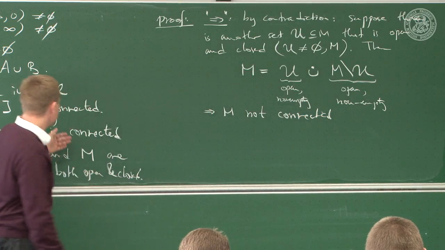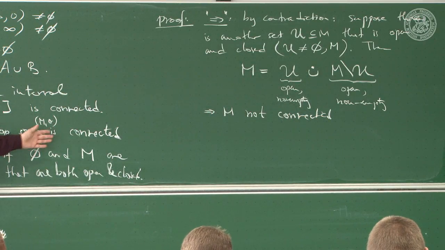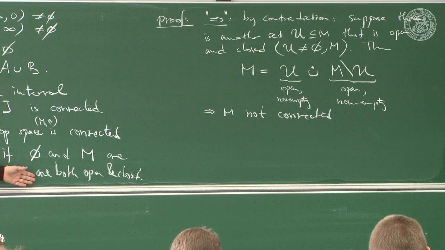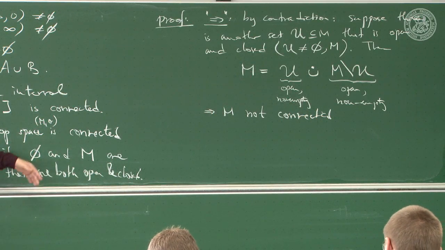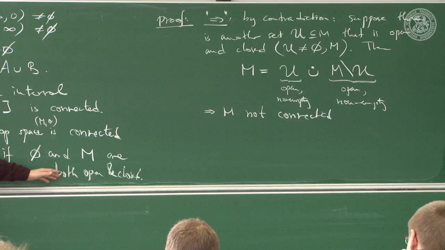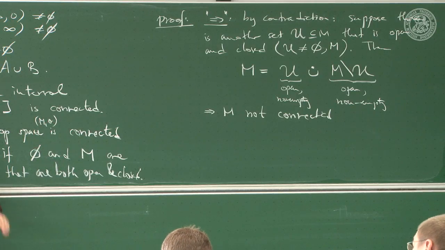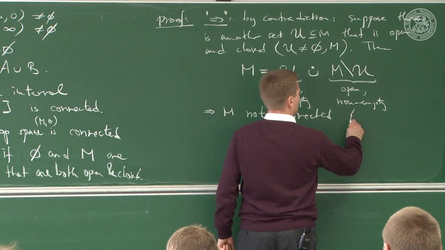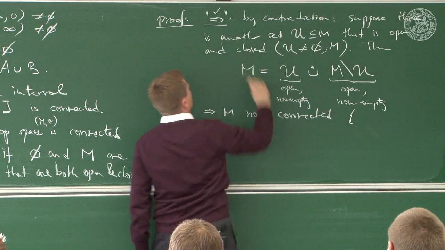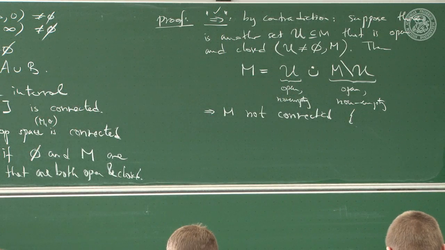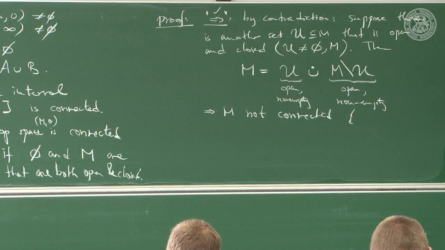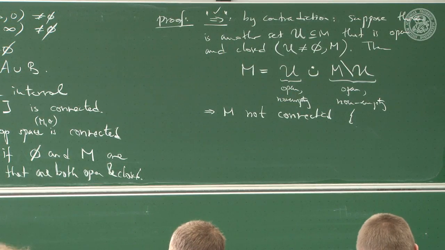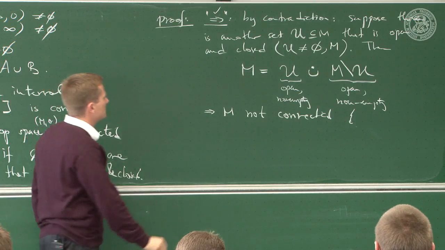But it was the assumption that M is connected. We assumed the negation of the conclusion, and we obtained the negation of the assumption. That's exactly our proof by contradiction. Hence, this direction is proven. Connected implies only the empty set and M are open and closed at the same time.